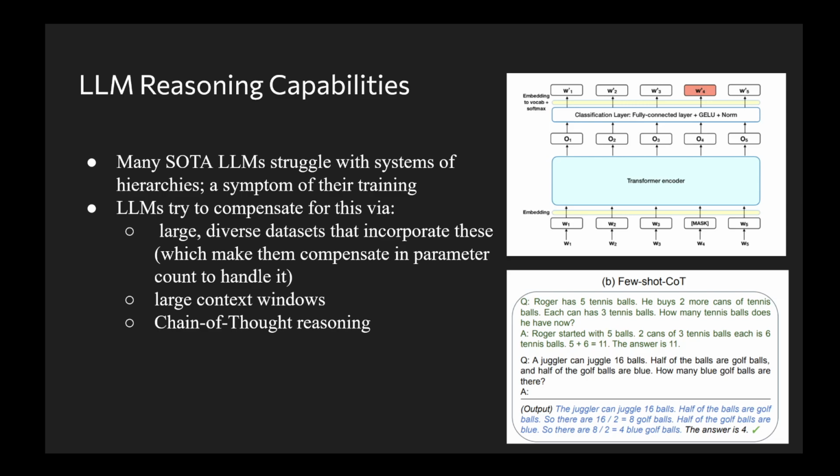Now, what do I mean by this? What I mean is that, let's say in this chain of thought example, you have Roger has 5 tennis balls. I'm not going to read the whole thing, but essentially, since it's doing that next token prediction, it's basically on the right track. It's starting where the chain of thought should be.